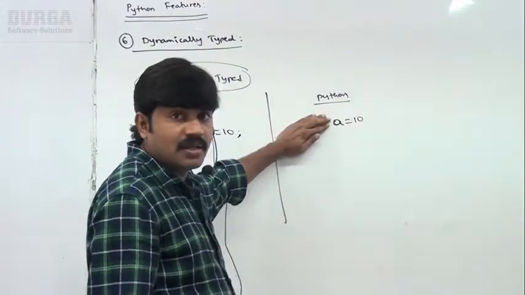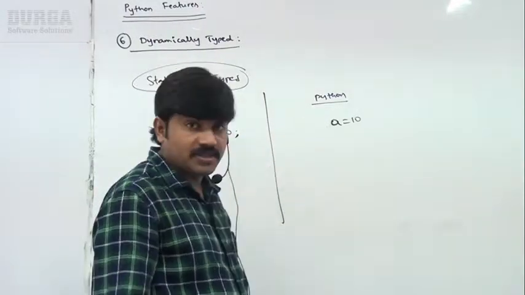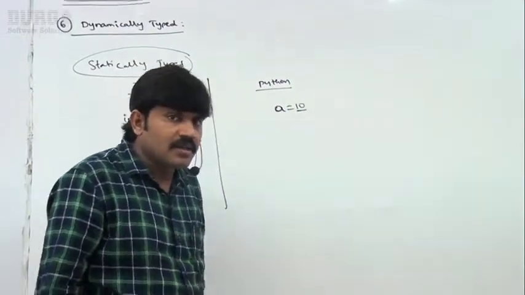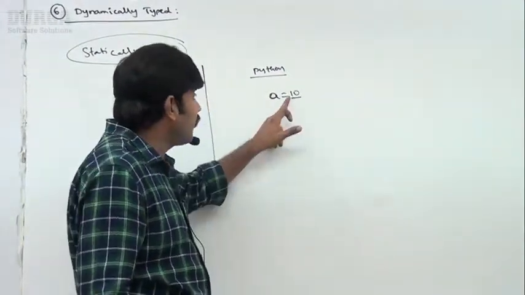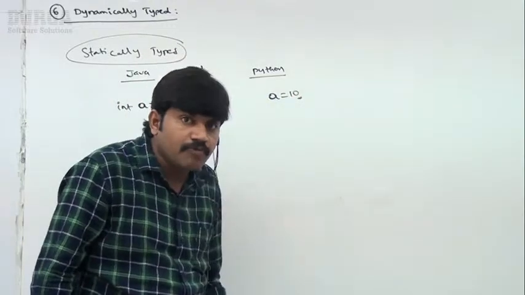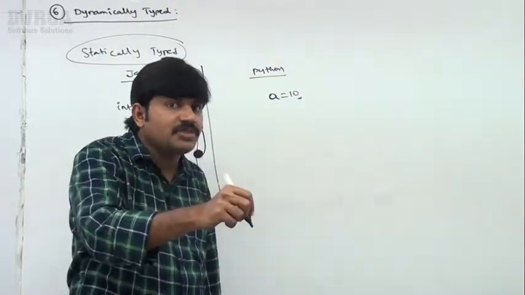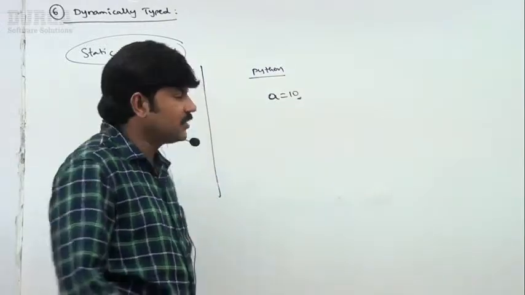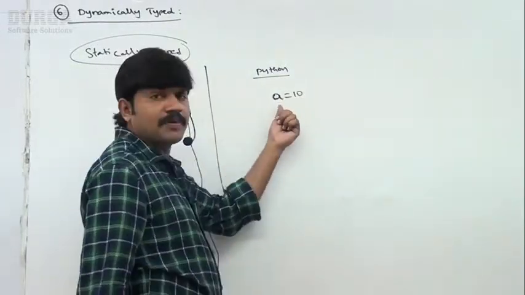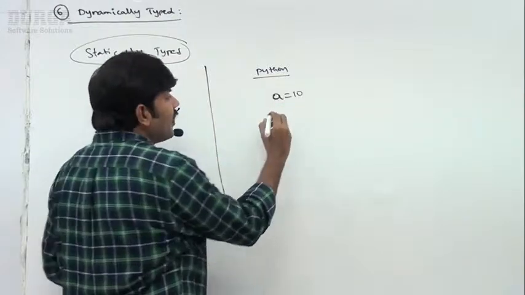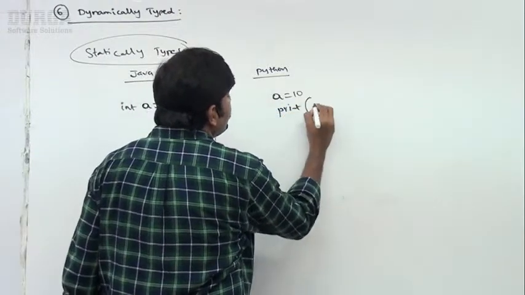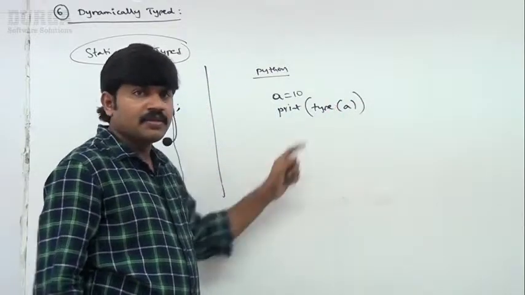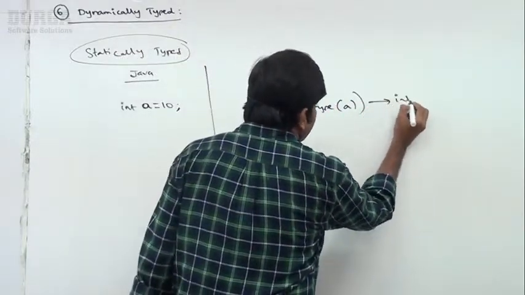Based on your provided value, automatically the type will be considered. This nature is by default considered as a dynamically typed programming language. Sir, what is the type of a? Can you please print the type of a? Print type of a, simple, it is going to tell that it is int type, sir.